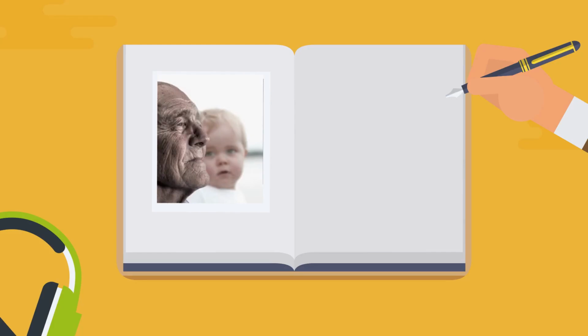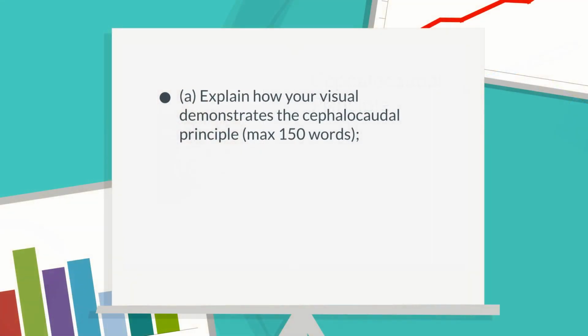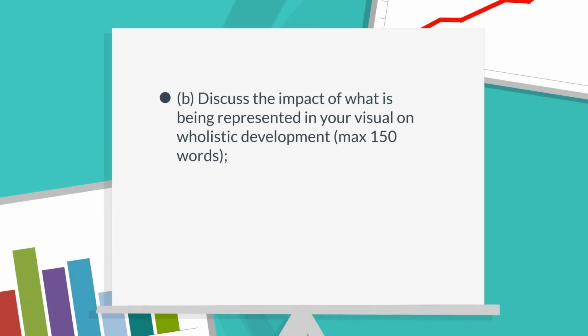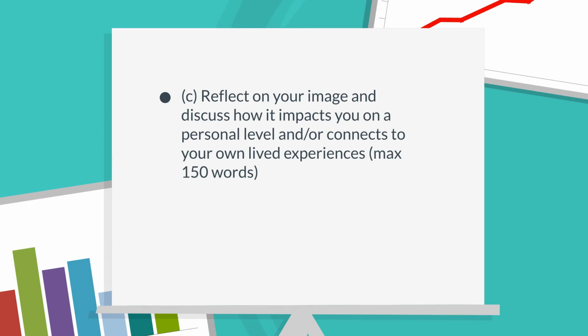The visual is then supplemented by providing an explanation that discusses how the image represents the concept. The written response follows a 3-component criteria. For example, explain how your visual demonstrates the cephalocaudal principle in motor development. Now discuss the impact of what is being represented in your visual on holistic development. Finally, reflect on your image and discuss how it impacts you on a personal level and/or connects to your own lived experiences.